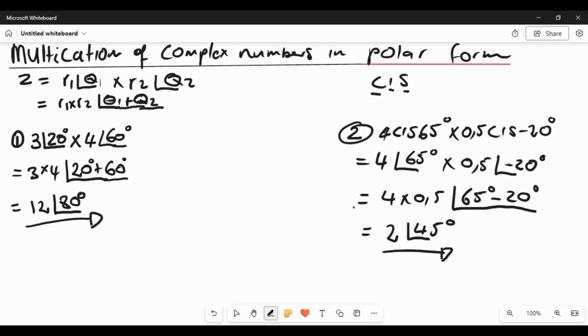There is more that I want to show you guys about polar form, the addition and the subtraction. In the next video, I will also do the division of the polar form.